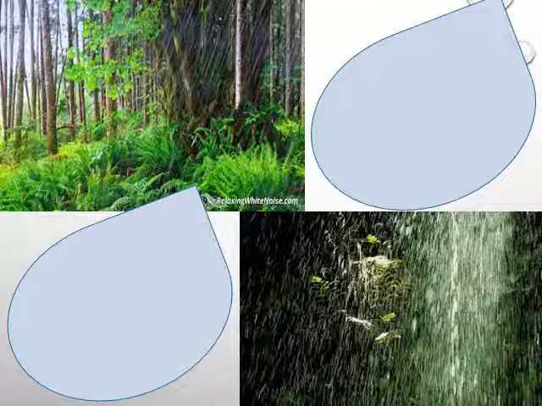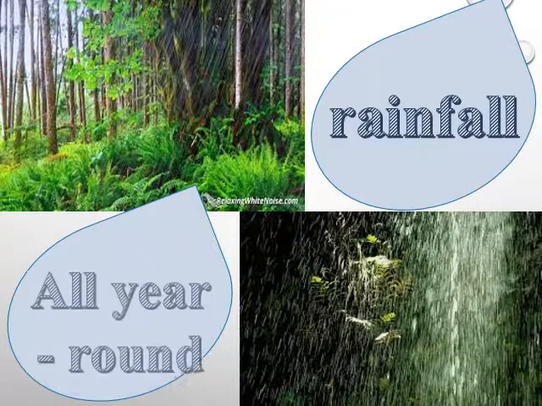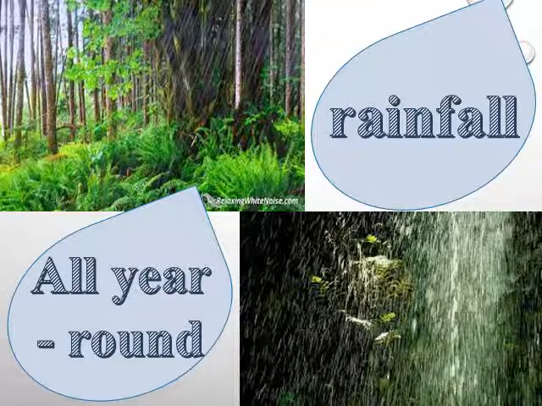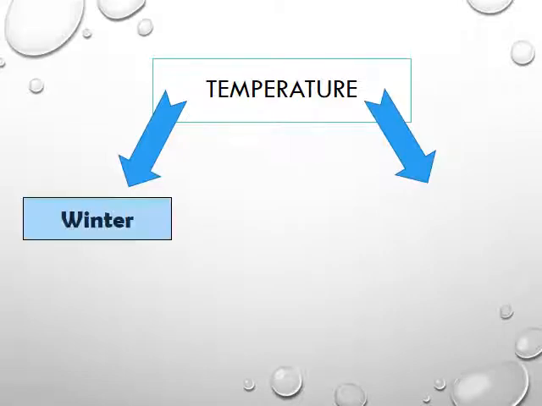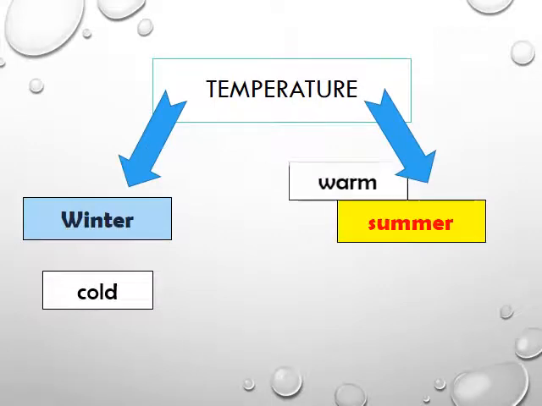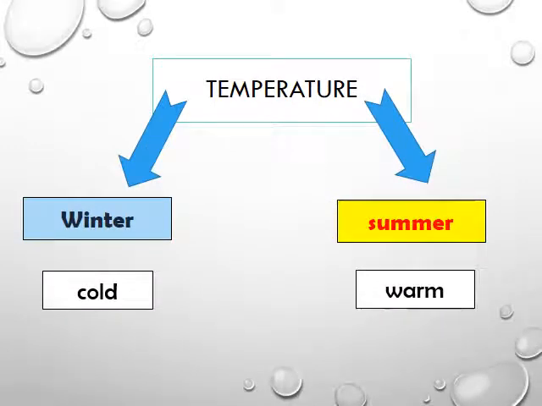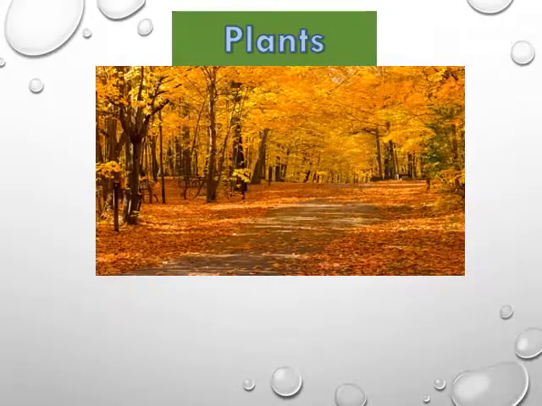The rainfall in the deciduous forest, it rains all year round, and that's why it has lots and lots of trees of different types and plants. The temperature in the deciduous forest is cold in the winter and warm in the summer, so it's pretty much a very balanced kind of temperature. It's cold in the winter and warm in summer.